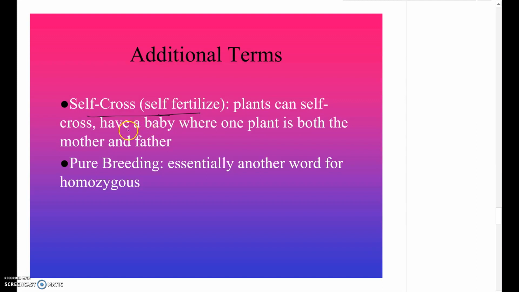This is where you have an offspring result where one plant is both the mother and the father. So it's responsible for both parts of the genetics. And pure breeding is essentially another word for homozygous, which means they have two of the same alleles.